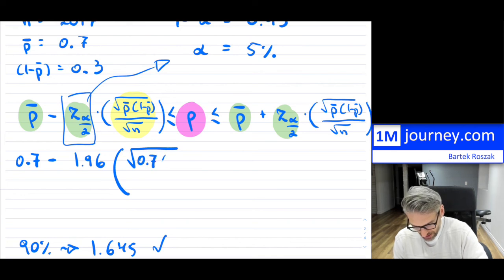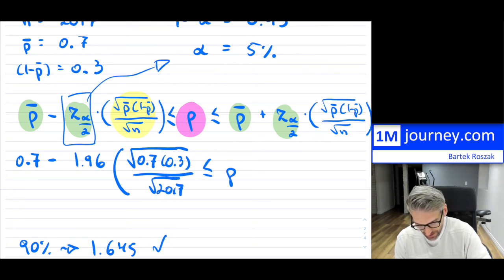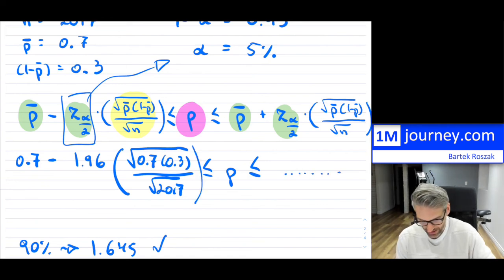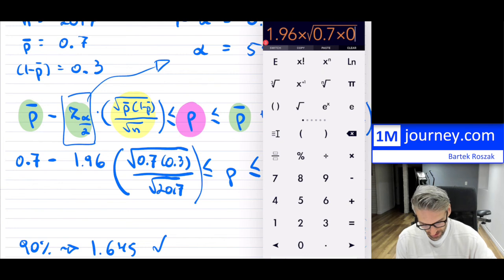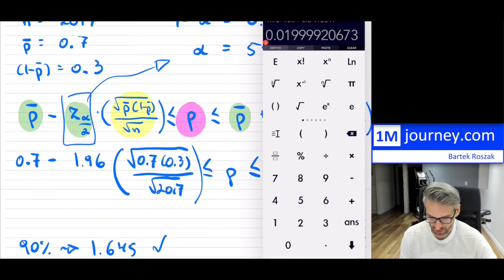So this is going to be 0.7, this is 0.3, divided by 2017. So this is my p. And then I'll do exactly the same thing on the right-hand side. So let's see what that is. I'm just going to work this out: 1.96 multiplied by the square root of 0.7 multiplied by 0.3, and now I want this whole thing divided by the square root of 2017, and that equals basically 0.02.